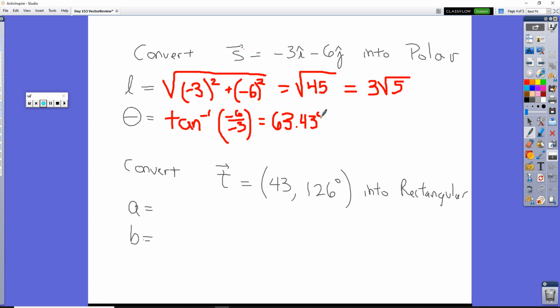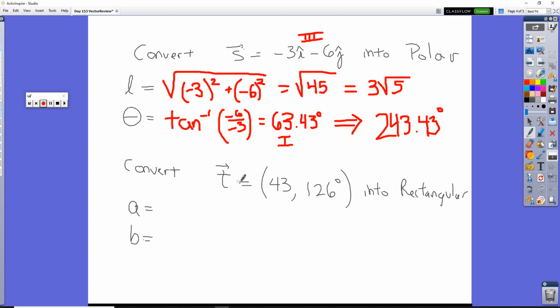However, 63.43 degrees is clearly in quadrant 1, but if I go back here and look at the vector, it's going 3 units to the left and down 6 units. That's not in quadrant 1. This vector is supposed to be in quadrant 3. So what that means is the calculator has given me a reference angle, and that means I'm 63.43 degrees away from the x-axis in quadrant 3, which would be 243.43 degrees. And that's your directional angle. That is the angle that would take you into the third quadrant, 63.43 degrees away from the x-axis.